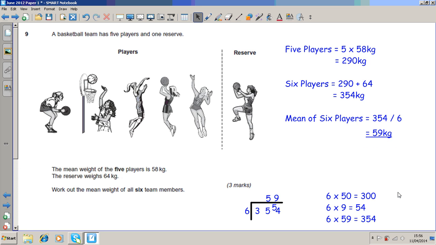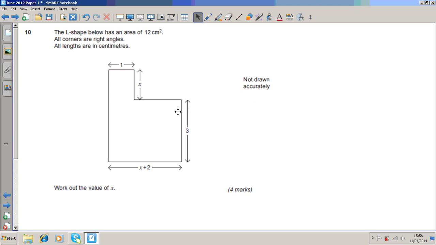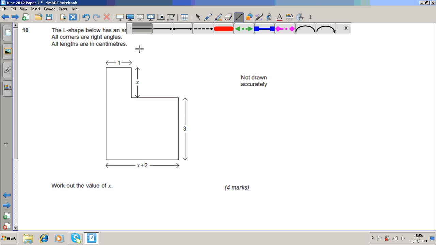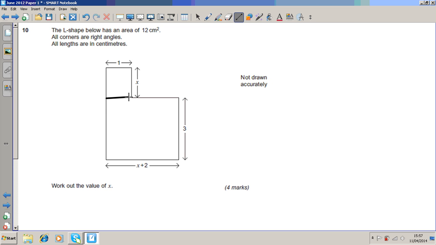And there's your answer. Number 10. Oh, algebra and shape mixed together. What a killer. Right, we want to be splitting this up into 2 rectangles. Alright, so the whole area of that whole thing is equal to 12.